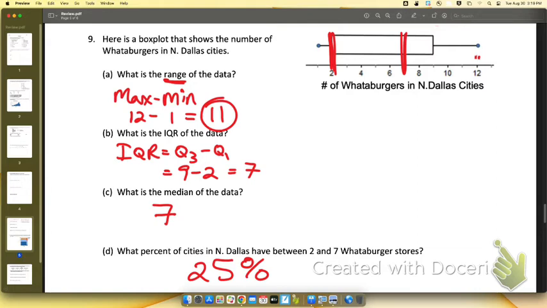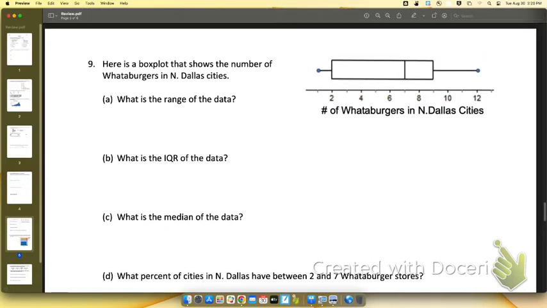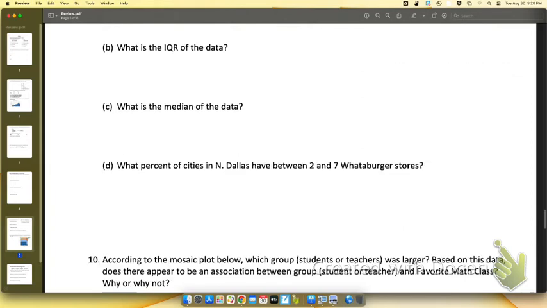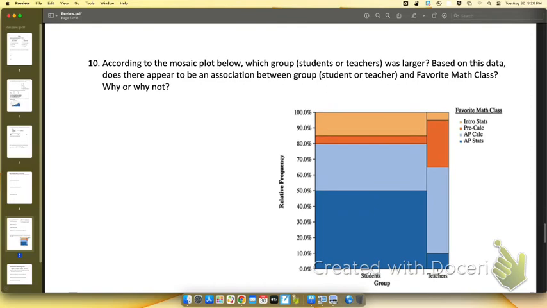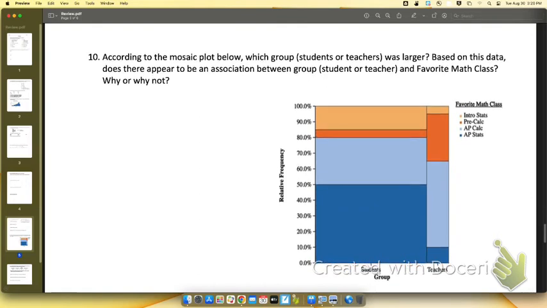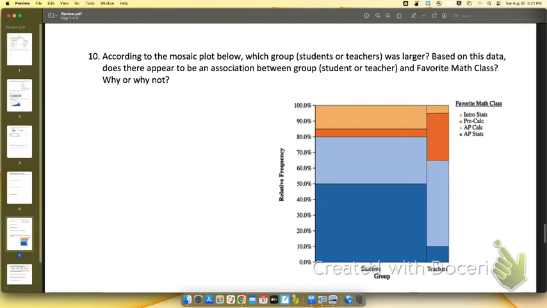Number 10, we're almost there. According to the mosaic plot, so remember mosaic plots are segmented bar charts that also tell us the percentage of the distribution for each. So the reason that the student distribution is so wide is because there was way more students in the group. So according to the mosaic plot below, which group, students or teachers, was larger? It would definitely be the students. The width of this corresponds to the sample size or the number, okay?